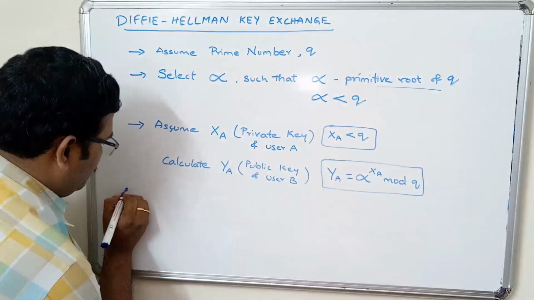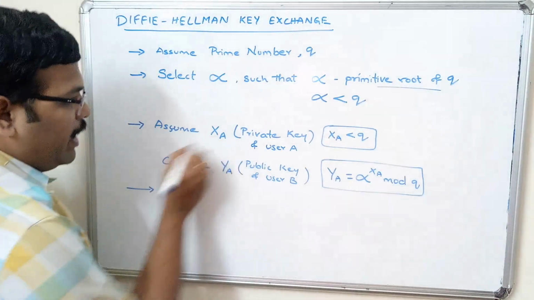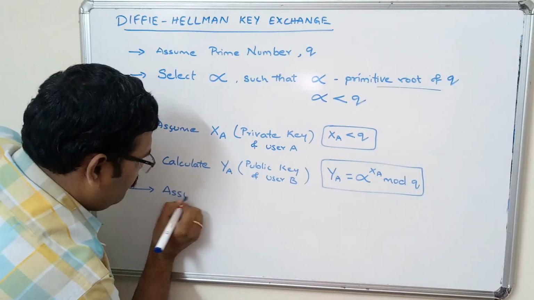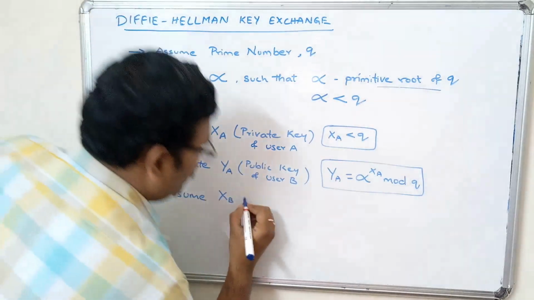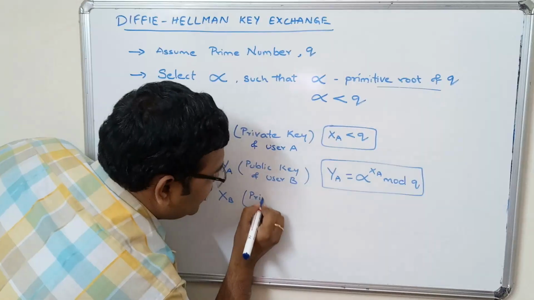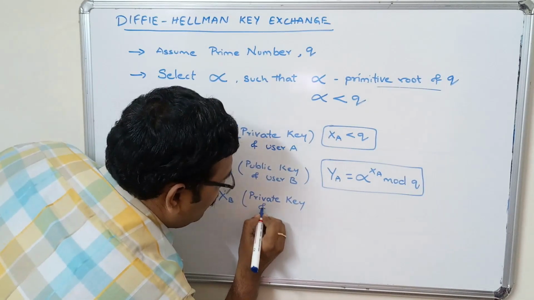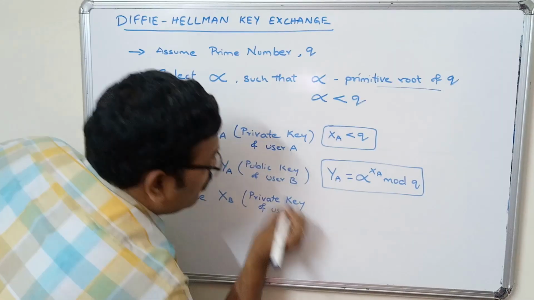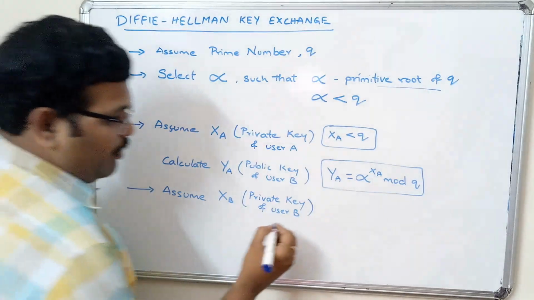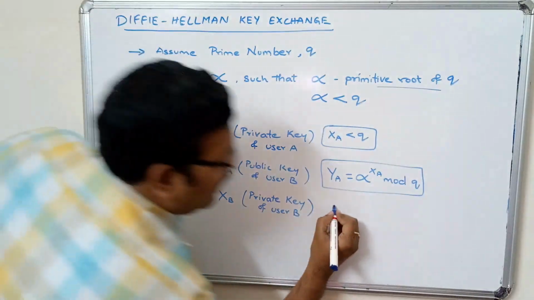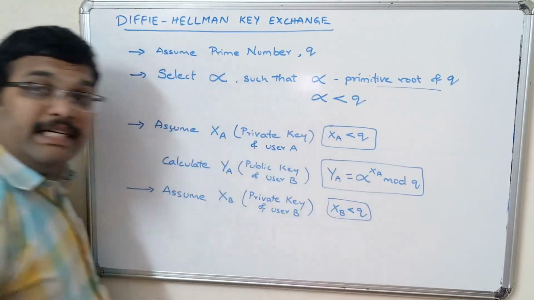Next, assume XB, so that XB is a private key of user B. Here also XB should be less than Q. This is the common constraint, right?